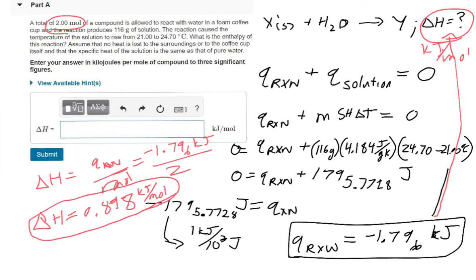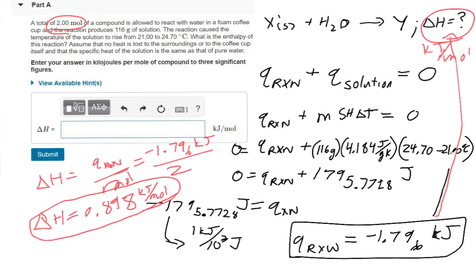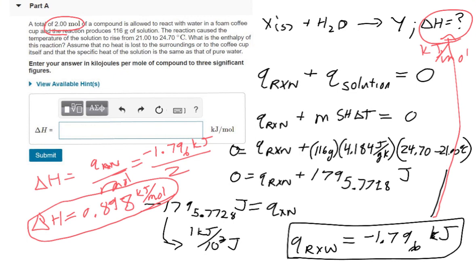And that's it. Chemistry is easy, life is hard. There should, of course, be a negative there. I did not mean to drop the negative, so let me make sure that you see the negative there. Negative 0.898 kilojoules per mole.